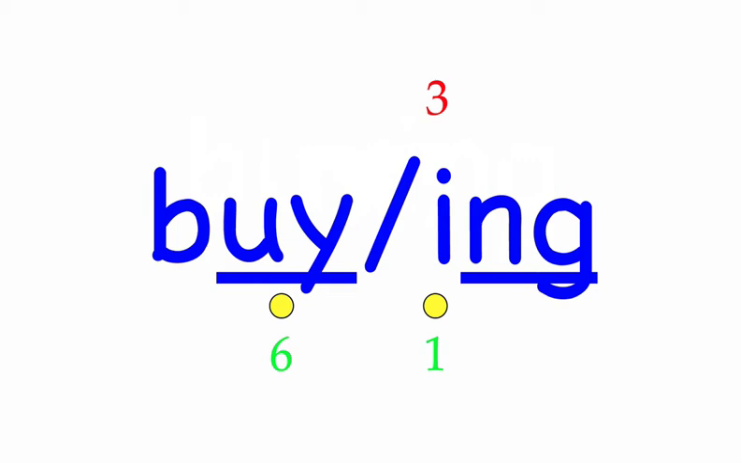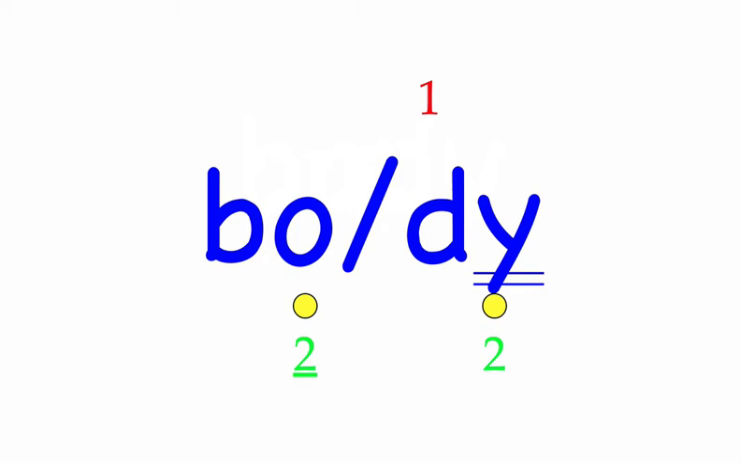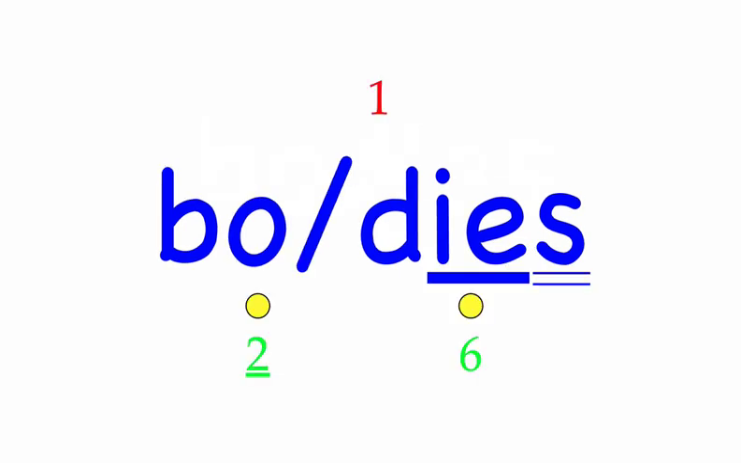Body, bodies. Body, two syllables, first syllable bah, two sounds. D, two sounds, e. Body, mark the word, body. Bodies, two syllables, first syllable bah, two sounds. D's, three sounds, e, z. Bodies, mark the word, bodies.